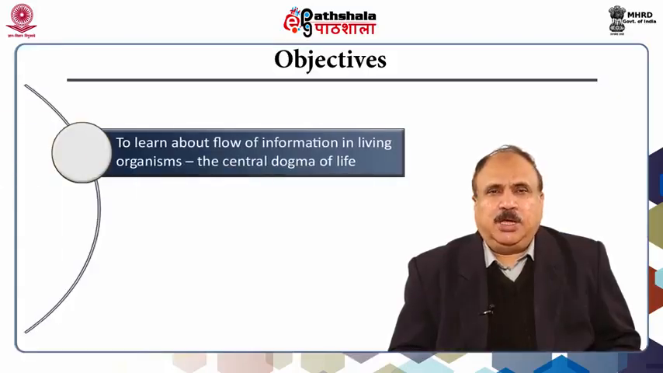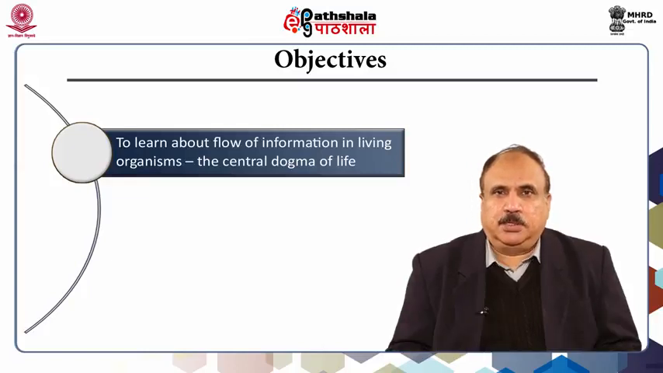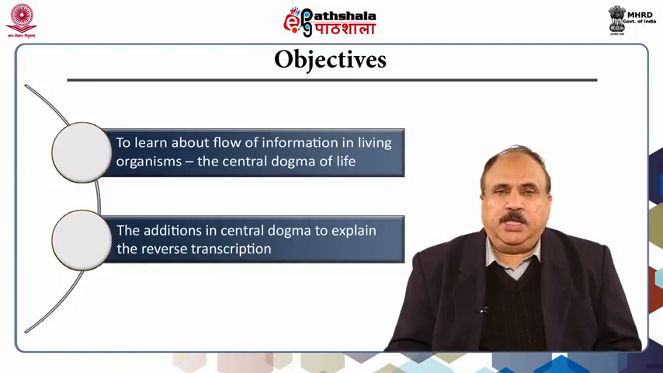The central dogma is the very essence of life. It tells us how information flows in living systems from DNA to protein. The central dogma was proposed by Francis Crick in 1958. He proposed that information starts from DNA and goes to RNA.